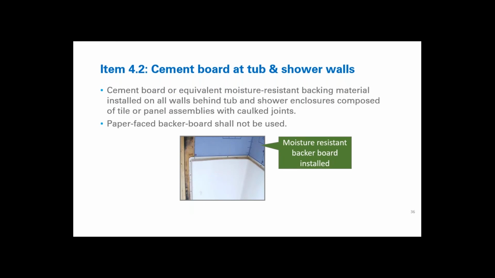This next item here is for cement board at tub and shower walls. The seams, such as caulk joints, are more prone to leaks, and so therefore, if moisture resistant backer materials are used, the risk of water damage is reduced if these leaks occur. One exception to this requirement is for fiberglass assemblies without any seams, so that would be acceptable, and other monolithic enclosures. So to be clear, paper-faced backer board cannot be used as a moisture resistant material here.